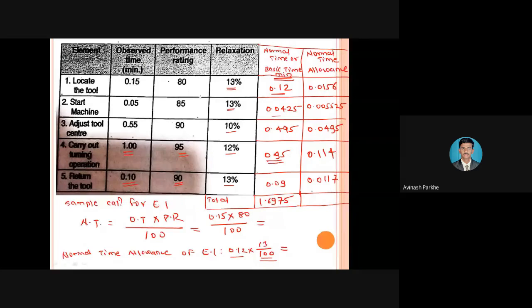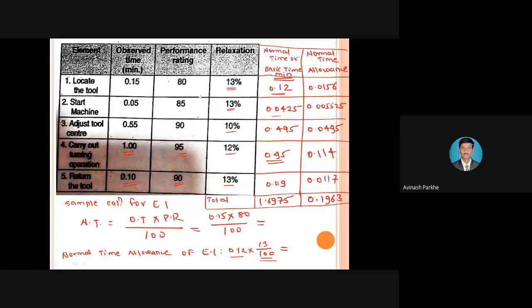Then do the addition of the last column and tell me the final answer. Total normal time allowance: 0.1963. Let us check. Please check your answers. 0.1963 is the total normal time allowance. Yes, this is correct.